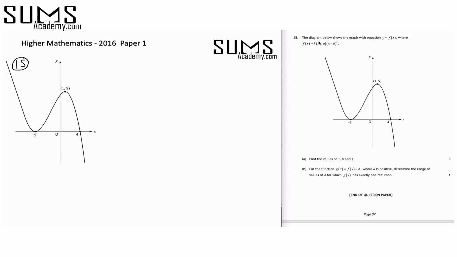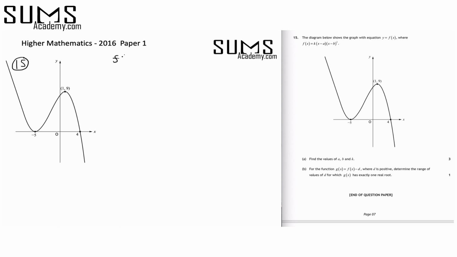So question 15. The diagram below shows the graph of the equation y equals f of x, where f of x equals k, x minus a, and x minus b all squared. It shows the graph here, and they ask us to find the values of a, b, and k. Well, let's write out our expression first.